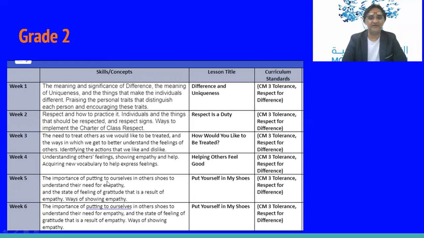Similarly, the importance of putting ourselves in others' shoes and understanding their need for empathy, and the feeling of gratitude that is a result of empathy, ways of showing the importance of putting ourselves in others' shoes. So this is the same concept and skills, which has been taken from put yourself in your shoes. This is all about tolerance, respect for difference. So these are the concepts you have to go through. I have given you the lesson title as well as the standards that you have to follow.